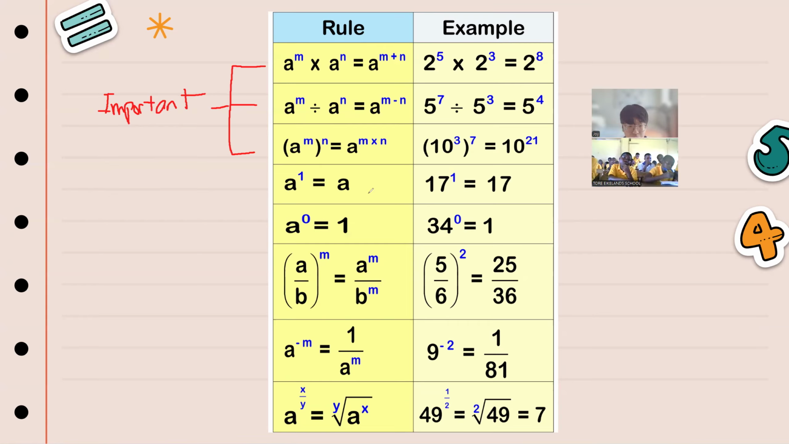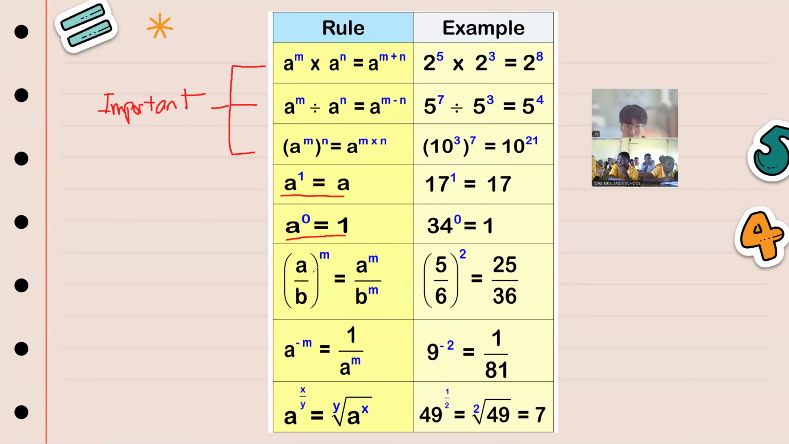And other rules are that a to the power of 1 equals a, just by itself, and a to the power of 0 equals 1. It doesn't matter what a is. A to the power of 0 is always 1.